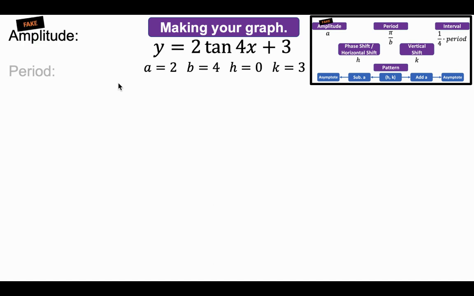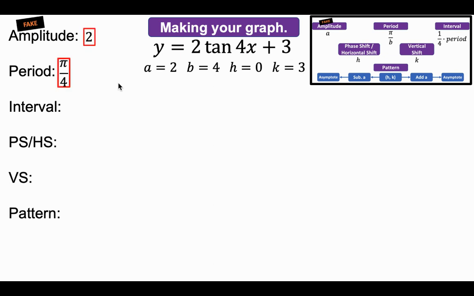So we're going to find our fake amplitude, our period, interval, phase shift, also known as horizontal shift, and vertical shift, and then build our pattern. So our amplitude is 2. Period is pi over b, so it's pi over 4. It doesn't simplify, it stays the same. 1/4 of pi over 4, 1 times pi is pi, 4 times 4 is 16.